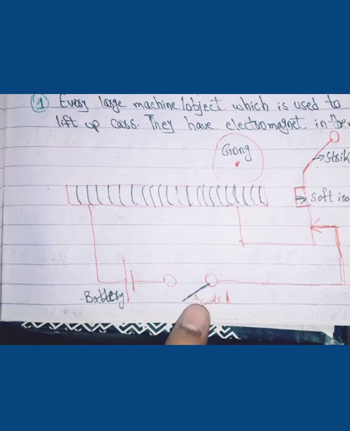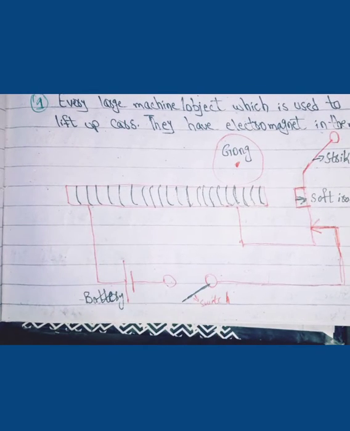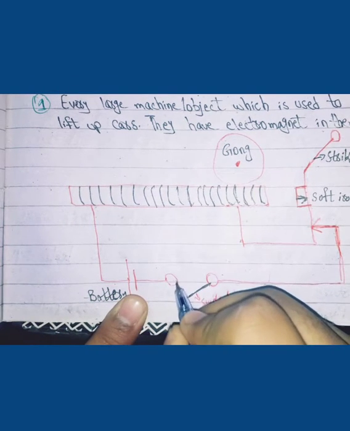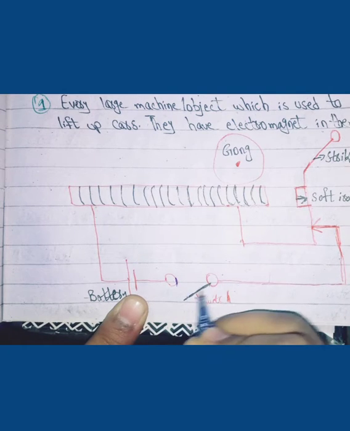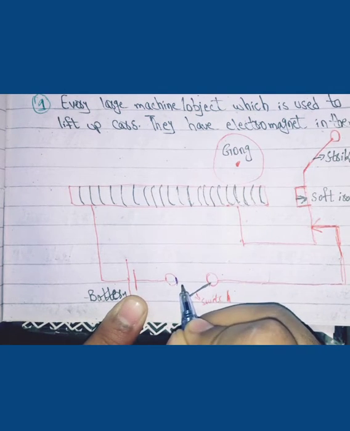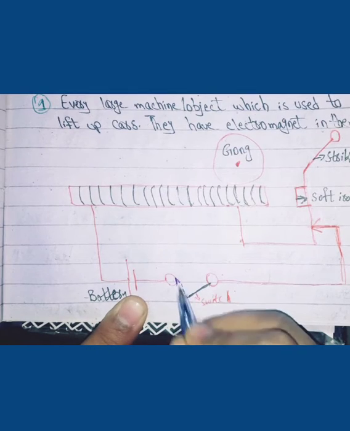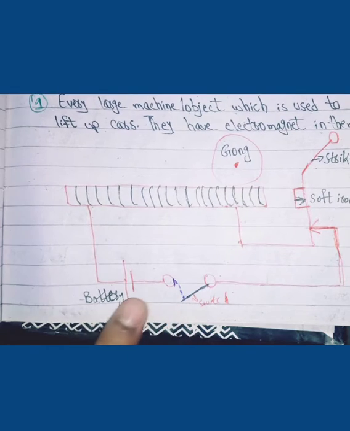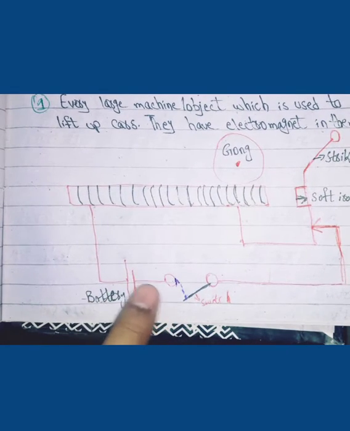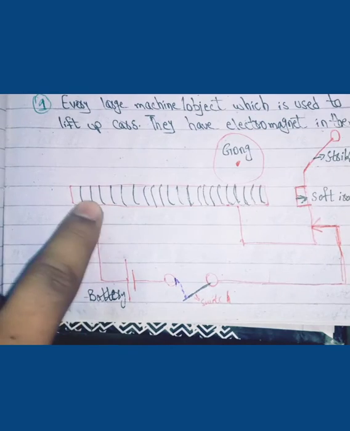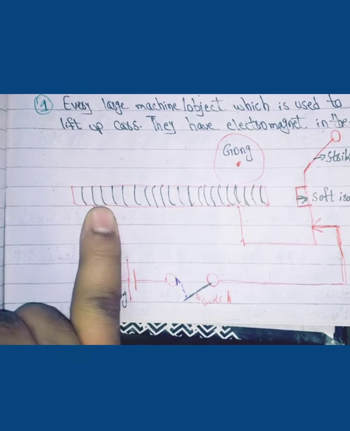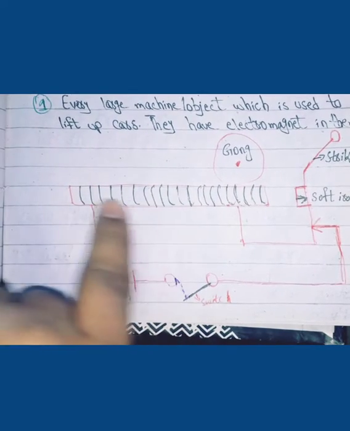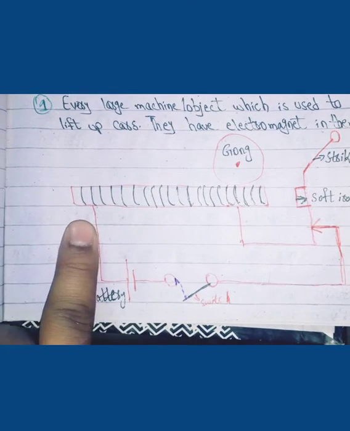So whenever we press the switch, it attracts there and completes the circuit. When the circuit is completed, here's the battery, current flows through this coil, and whenever the current flows through it, it acts like an electromagnet.